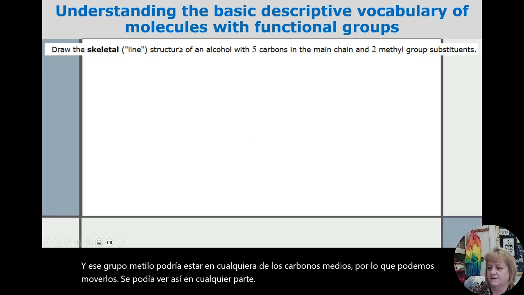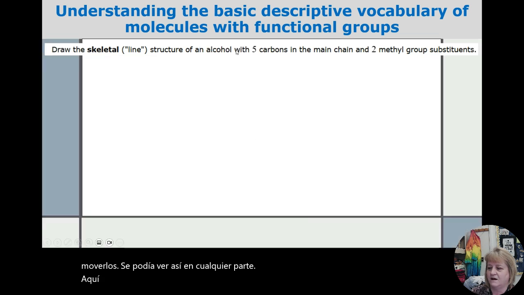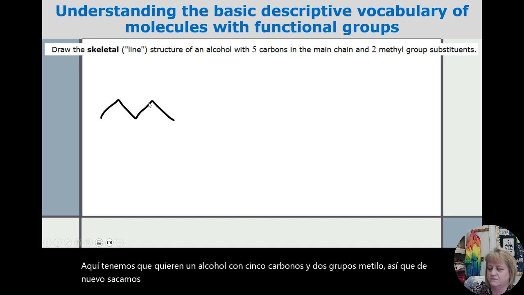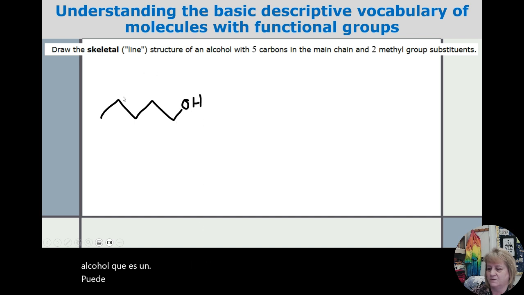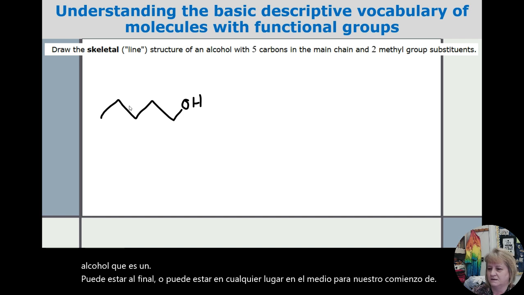Here they want an alcohol with 5 carbons and 2 methyl groups. So again, we draw 5 carbons, 1, 2, 3, 4, 5. So it looks like an M. And then we're going to put an alcohol, which is an OH. It can be on the end or it can be anywhere in the middle. For the beginning of this organic unit, we're going to put it on the end.